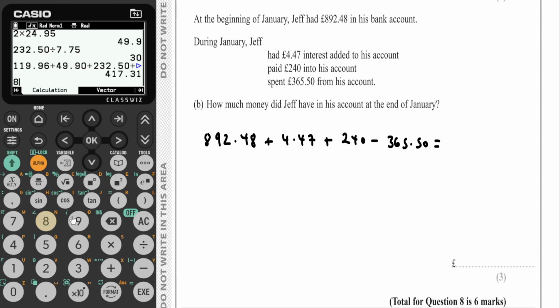We have 892.48 plus 4.47 plus 240, take away 365.50. What we're left over with is £771.45.